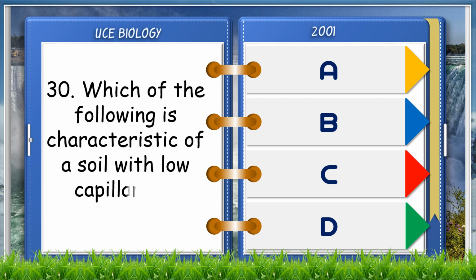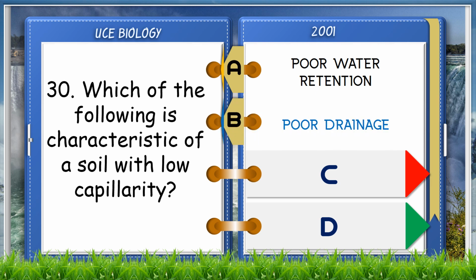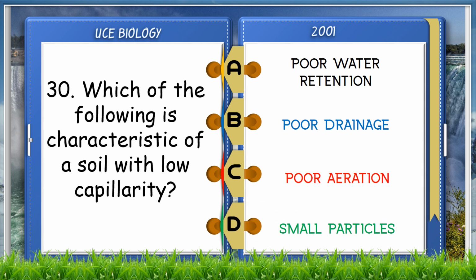Which of the following is characteristic of a soil with low capillarity? A. Poor water retention. B. Poor drainage. C. Poor aeration. D. Small particles. The answer is A. Poor water retention.